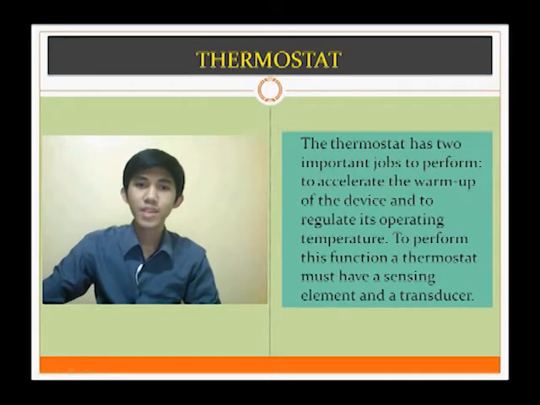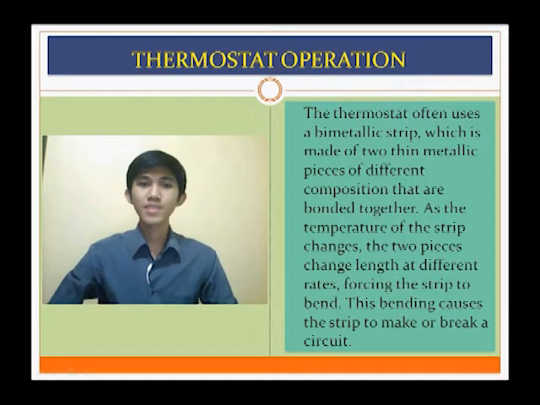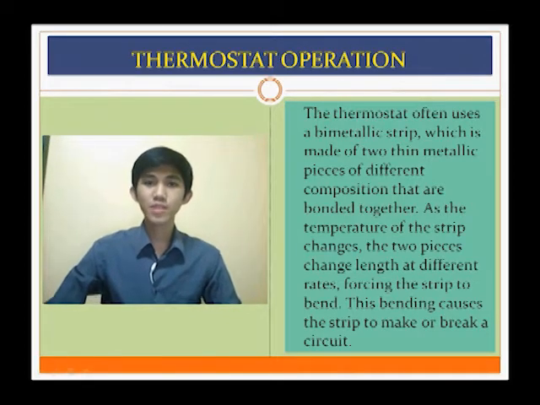The sensing element measures changes in the temperature and produces a desired effect on the transducer. The transducer converts the effect produced by the sensing element into a suitable control on the device, which affects the temperature. When the strip is cold, the contacts are closed and current passes through the thermostat. When it gets hot, one metal expands more than the other, and the bonded bimetallic strip bends up or down, opening the contacts and preventing the current from flowing.